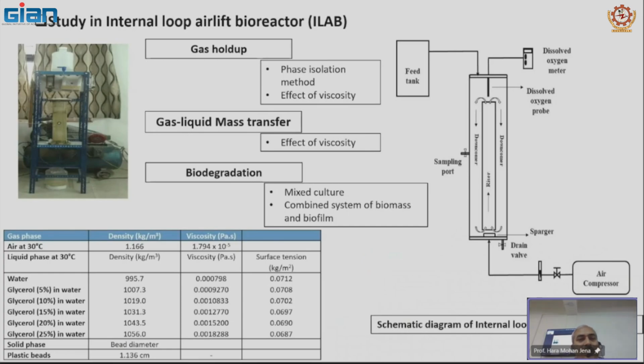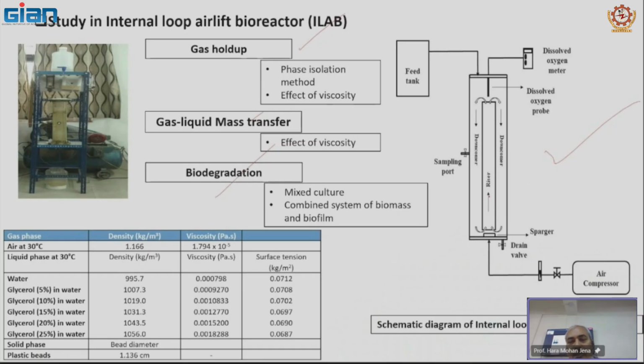So the study of the internal loop air lift bioreactor. The studies are the hydrodynamic study, that is gas hold up. Gas hold up is one of the important things because it is an aerobic system. Then gas liquid mass transfer. Mass transfer study is also done, and biodegradation. So the schematic of the system is shown here.